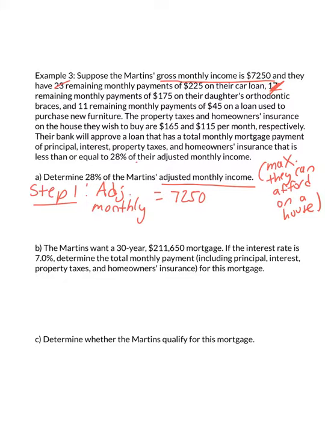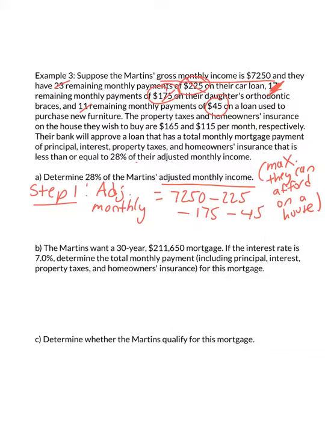So I'm going to subtract the $225 that they're paying out for their car loan every month, because that's coming out of their gross income. Check. And I'm going to also subtract, let's see, the $175 is the next dollar amount I see. Again, I don't care about the 17 remaining months, so ignore the 17. Minus, ignore the 11 remaining months part, but I am paying out $45 if I'm the Martins, on a loan used to purchase new furniture.